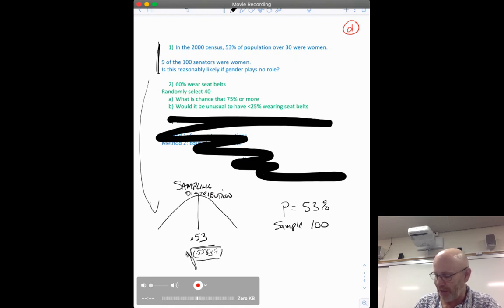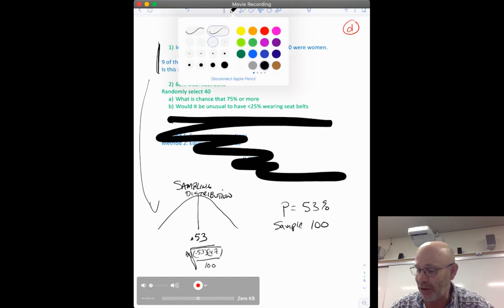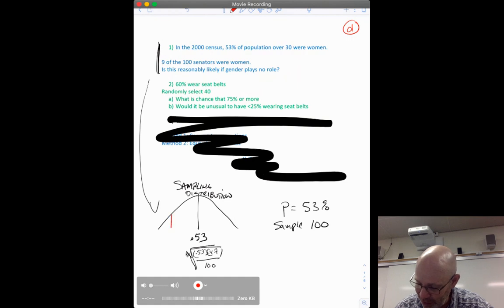over N, the sample size, which in this case is 100. And then the question is, is 9% reasonably likely? So we're going to have these little cutoffs here that are the reasonably likely cutoffs.